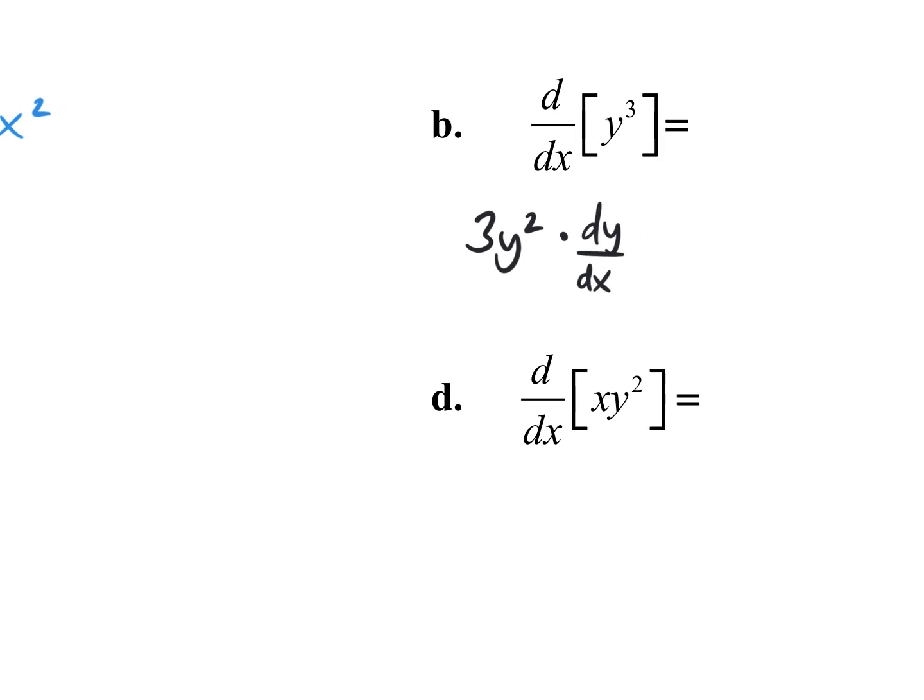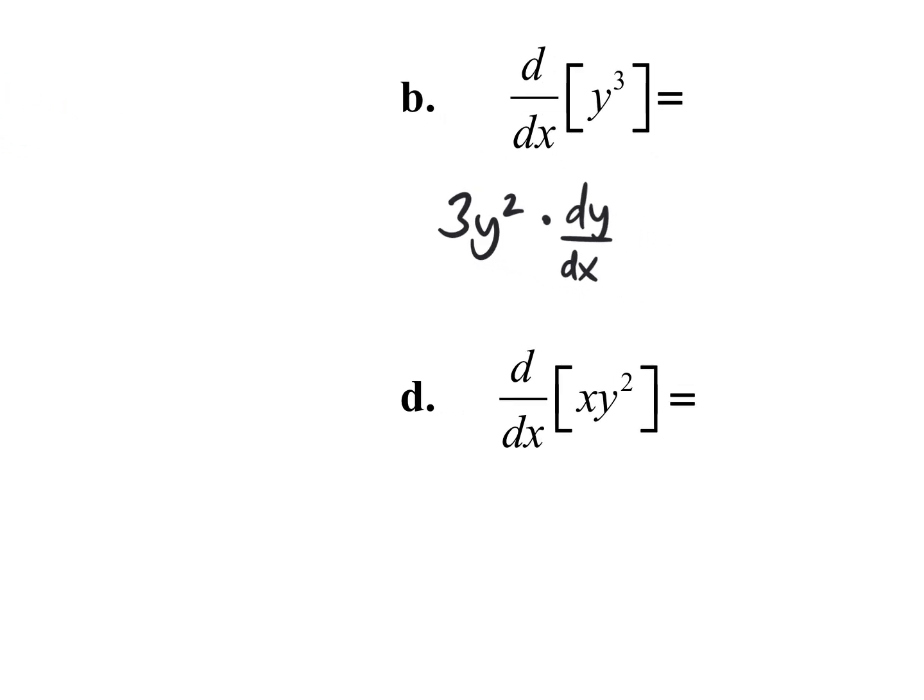Okay. Letter D, this is when people start getting a little confused, because I don't have just one function here. I have two functions, right? x and y squared. Those are two things right there, right? So I'm going to have to use what in order to find the derivative here? The product rule, right? So the derivative using the product rule would be x times the derivative of our second piece. What's the derivative of y squared? 2y times dy dx.